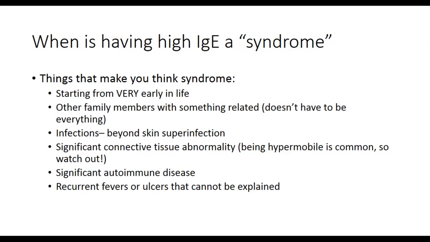Recurrent fevers and ulcers are not autoimmune, and usually actually not infectious either, okay? If you have recurrent fevers and ulcers, that tends to be auto-inflammatory. In auto-inflammatory disorders, they're not attacking self, and they're not attacking something foreign. It's like there's a little motor in your immune system that just keeps running. And that's causing fevers, and it's causing things like ulcers. It might cause colitis. It might cause an awful rash, even different than eczema. Those are autoinflammatory problems, and you can see those in people who have high IgE as well. And that would point you towards it being a syndrome.